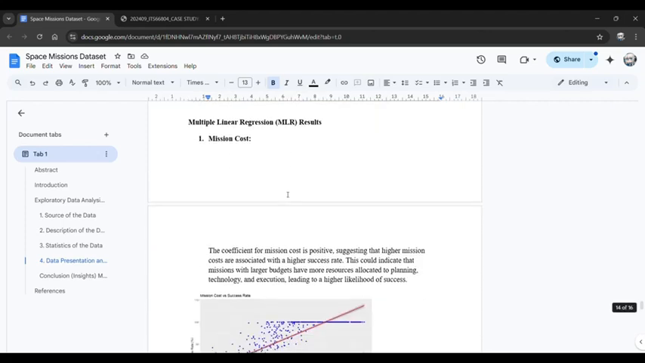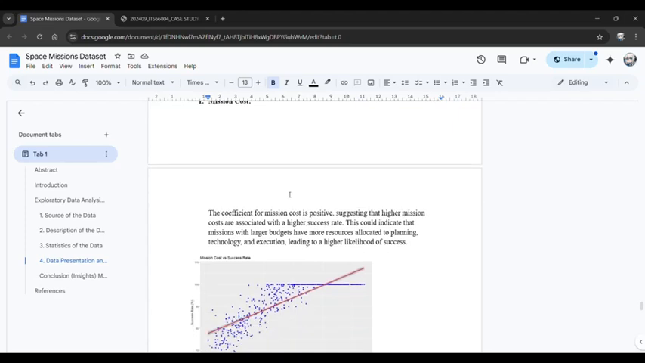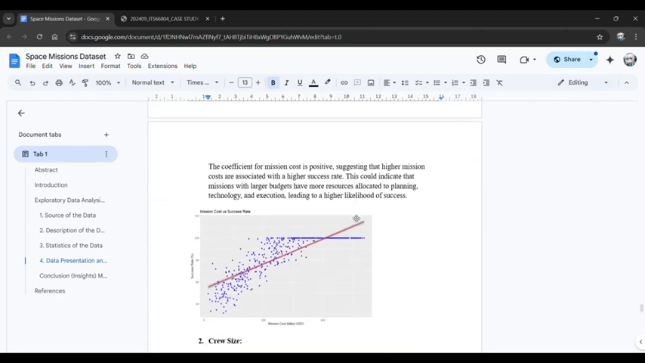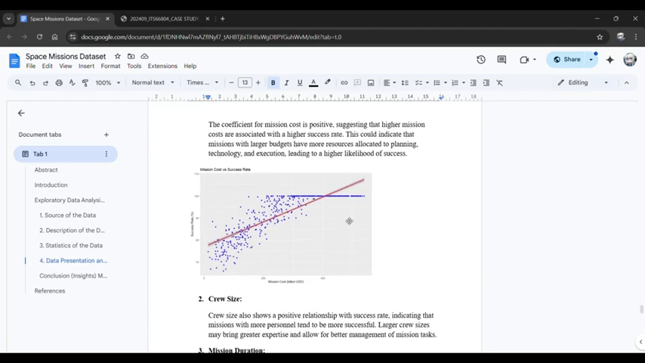And moving on will be the multiple linear regression, MLR, results. The first one will be mission cost. So the coefficient of mission cost is positive. This means that a higher mission cost provided for the space mission is associated with a higher success rate. This can mean that missions with larger budgets will have more resources allocated to planning, technology, and execution for the project, leading to a higher likelihood of success.